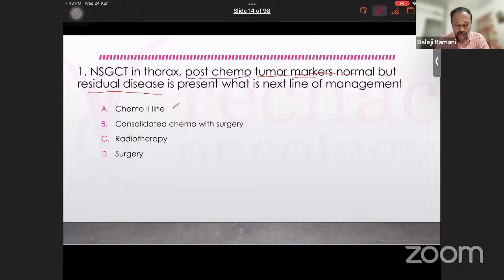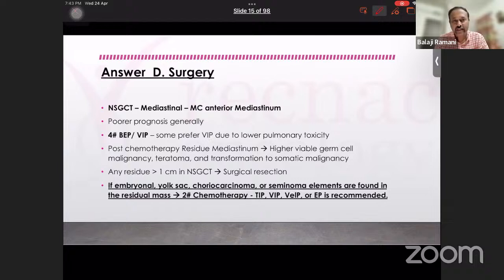Will it be second line chemo? Will it be consolidation chemo after that with surgery? Or is it radiotherapy or is it surgery? So remember, friends, the management of NSGCT everywhere is pretty much the same. And that holds good for the mediastinal NSGCT also. So most commonly it happens in the anterior mediastinum. Overall, it is considered to be one of the poor prognostic sites. Whenever you have a mediastinal germ cell tumor, it is considered to be one of the poor prognostic sites.